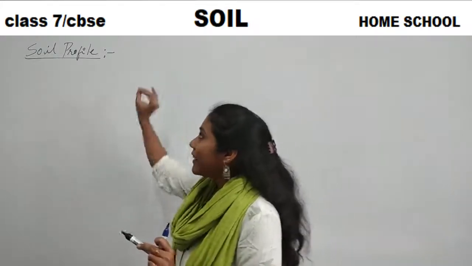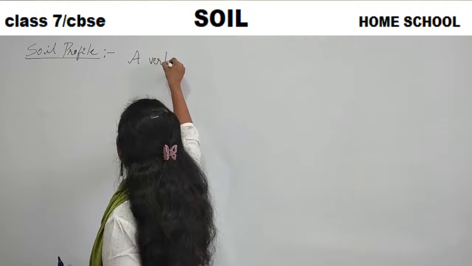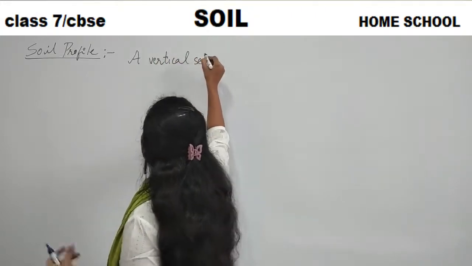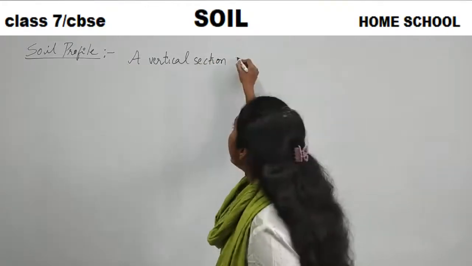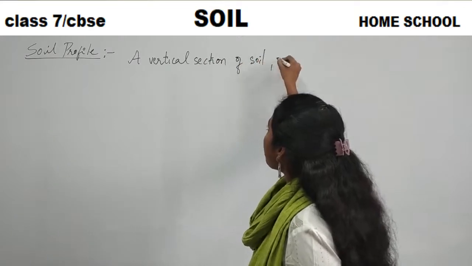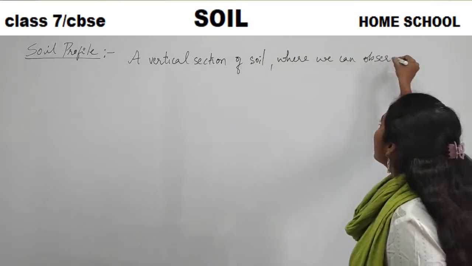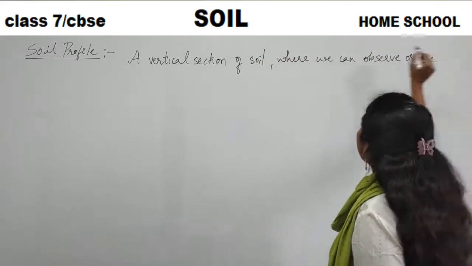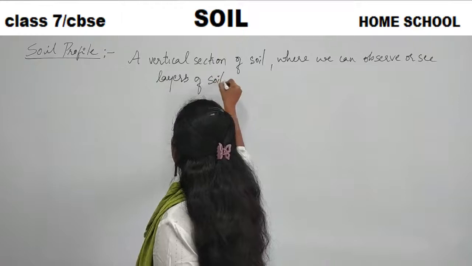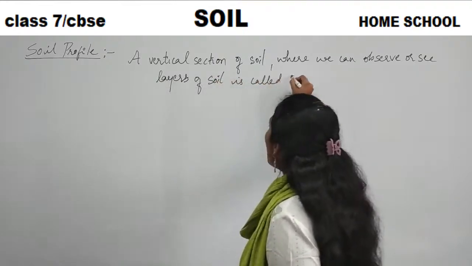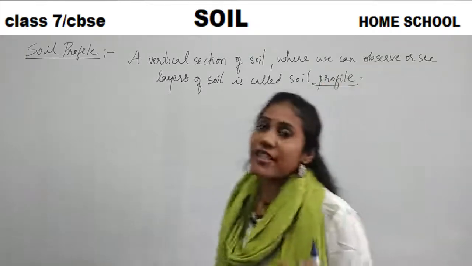So what can I write as the definition for soil profile? A vertical section, that is a big hole that you have made on earth vertically, that is called a vertical section of soil, where we can observe or see layers of soil. Layers of soil is called soil profile.